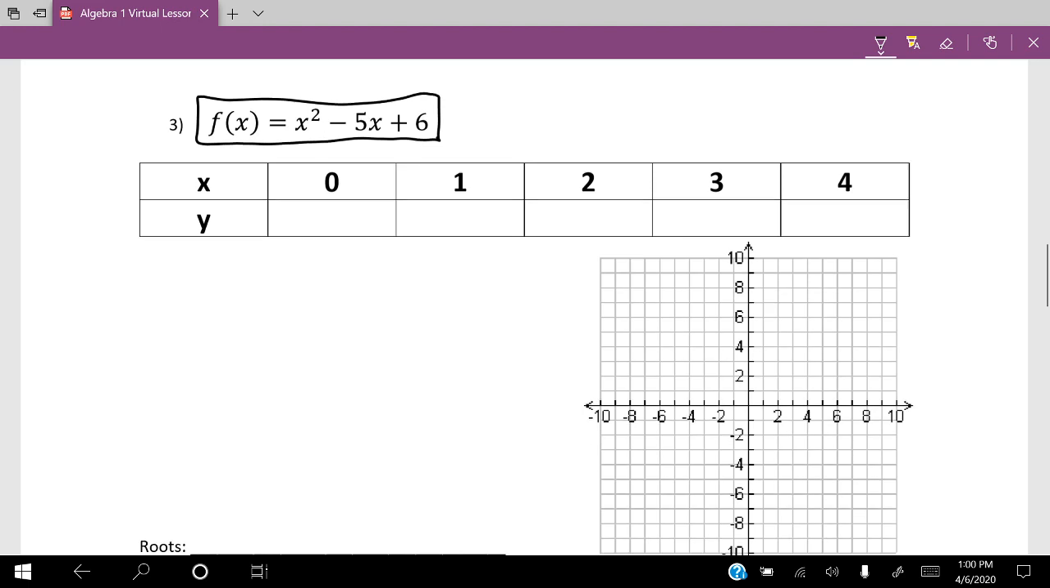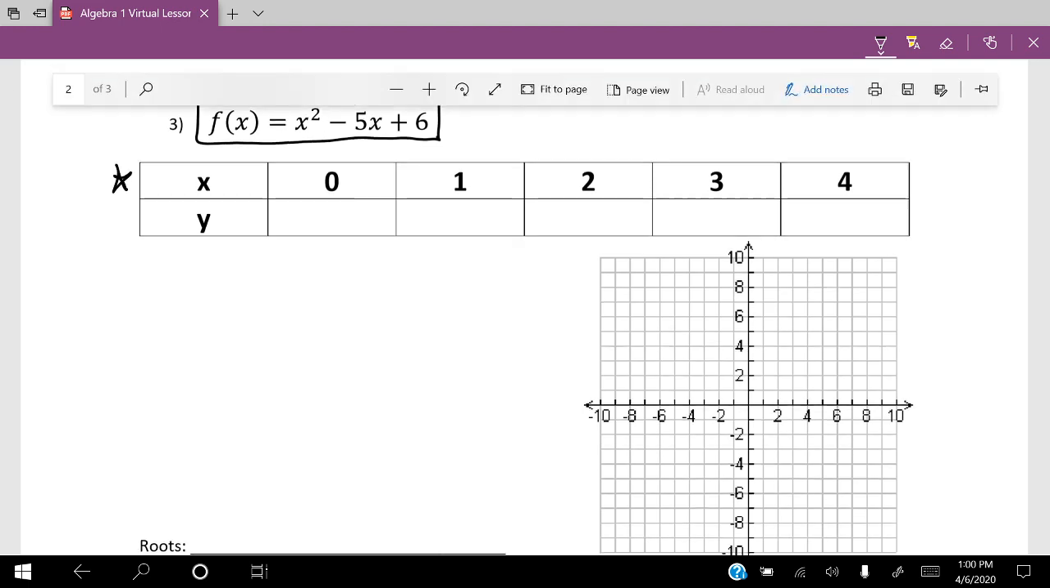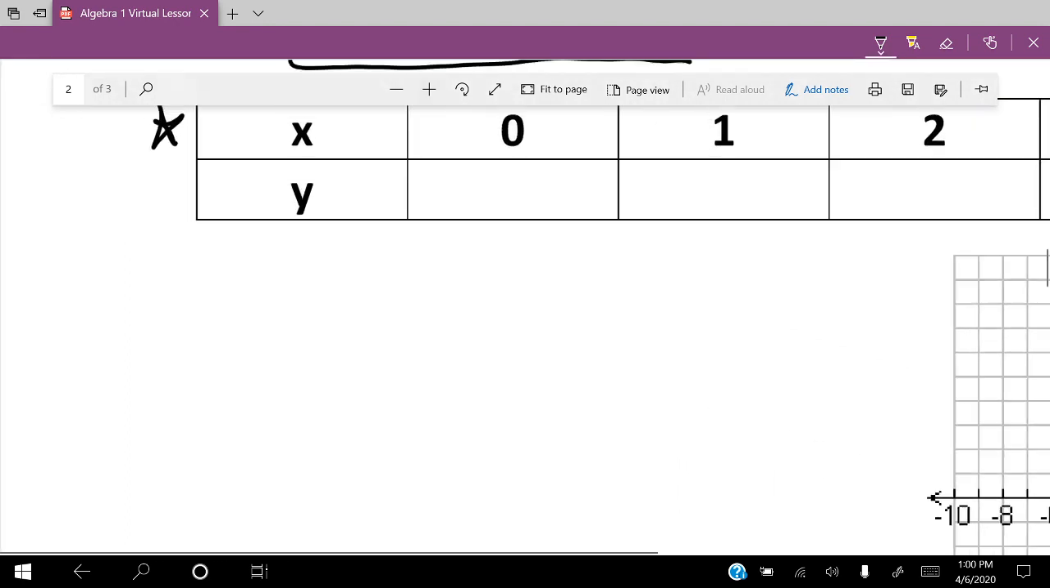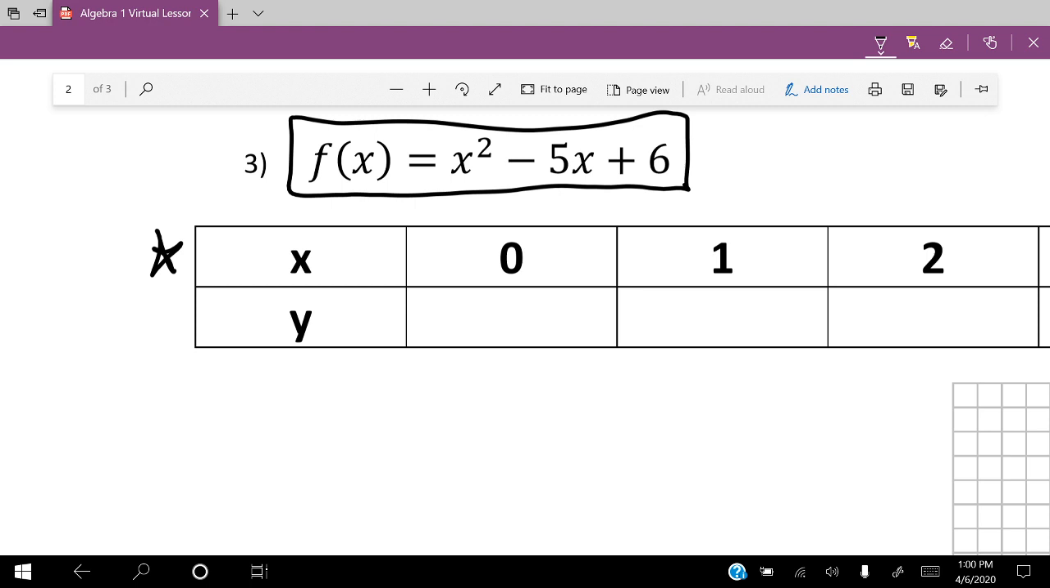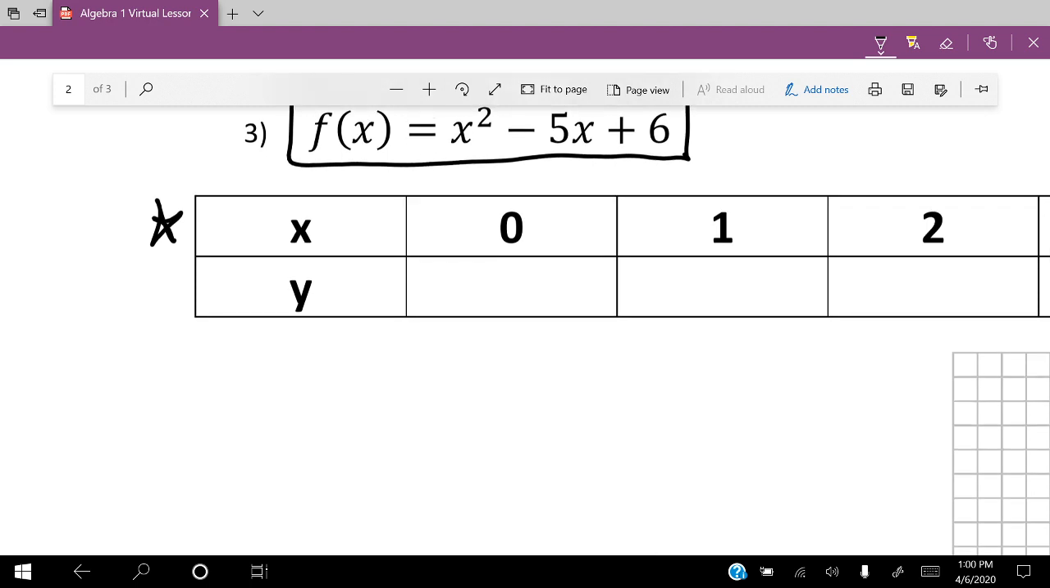I have my table right here, and the x row has a whole bunch of values. So I'm going to take each one of those values and plug it into my equation. Now this is going to take a little bit of time, but we've done it before. I think you guys will be fine. So instead of x, I'm going to plug in our values, and I'm going to start with 0. Instead of saying f of x, I'm going to say f of 0 equals 0 squared minus 5 times 0 plus 6.